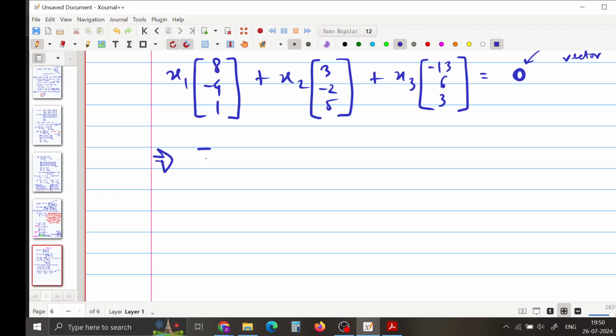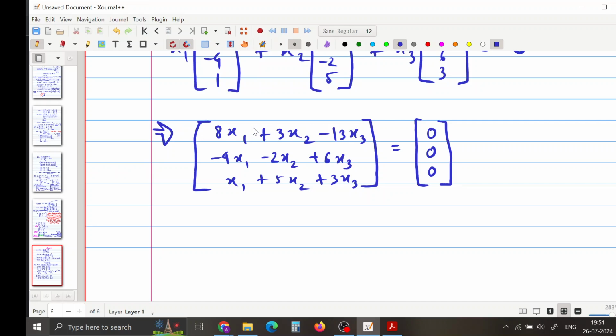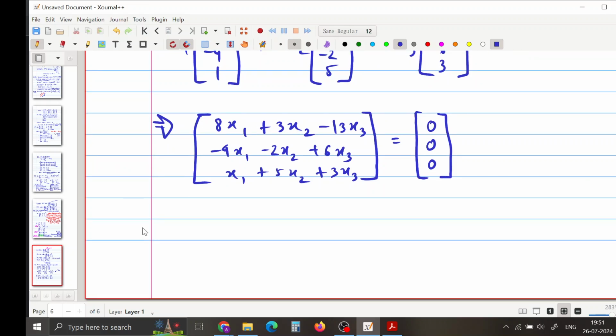So I can also rewrite this as this. On the right hand side, I have the all zero vector, correct? So these are my three system of linear equations. You see there are three unknowns and three equations. And we typically can represent this in a matrix form as well.